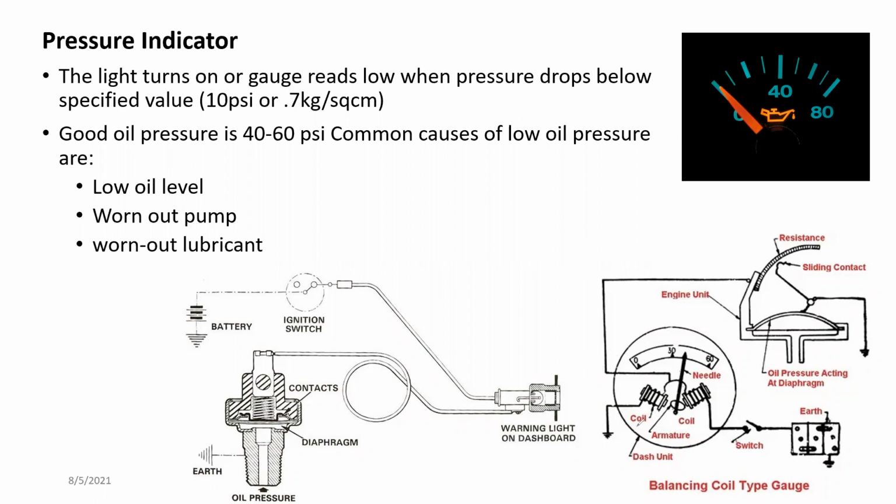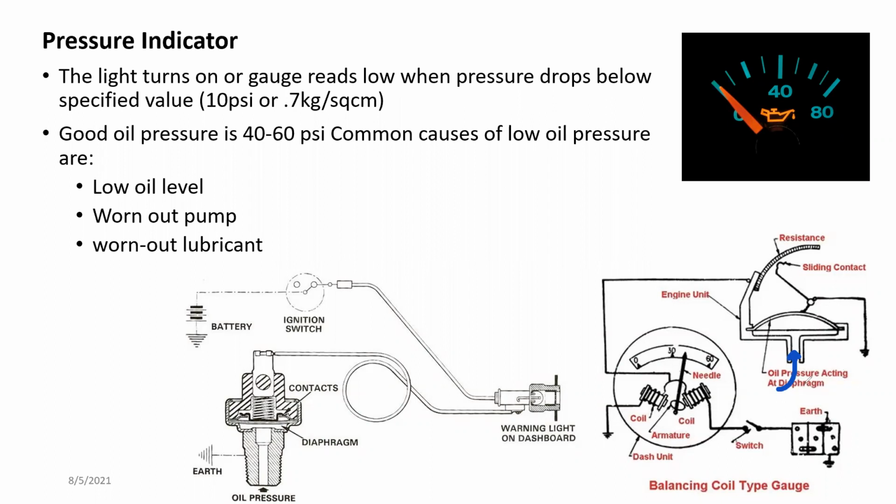It's very simple. This part is the pressure sending unit, right? It has an opening which connects to the oil gallery itself. So the lubricant comes through here and fills up to this one over here, right? When the lubricant fills, based on the pressure, this diaphragm over here, right?